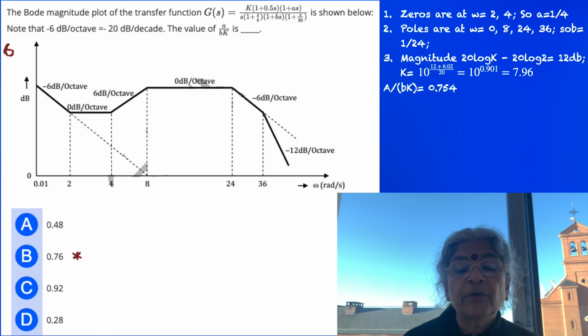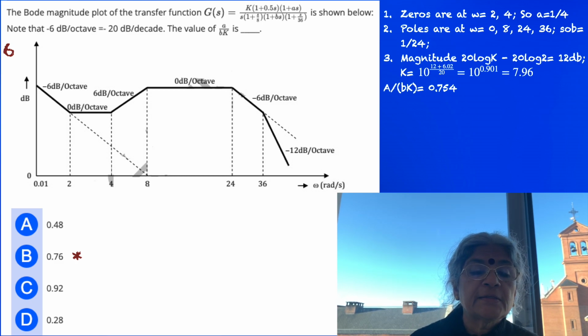Okay, so now let's follow the diagram. We see that corresponding to a simple pole at the origin, we are having a descent of minus 6 dB per octave, which is the same as minus 20 dB per decade. And what is required is the value of A by B K. This is what is required.